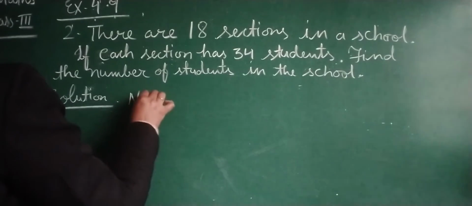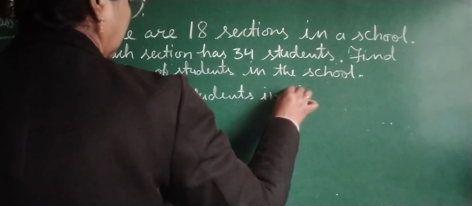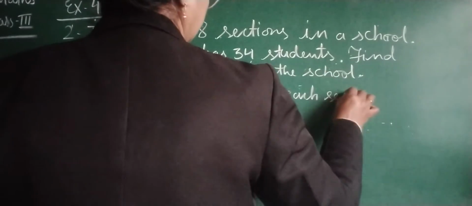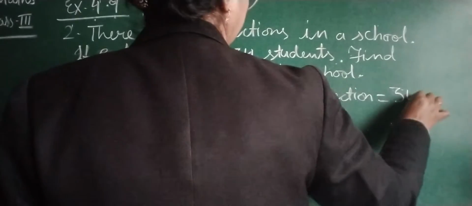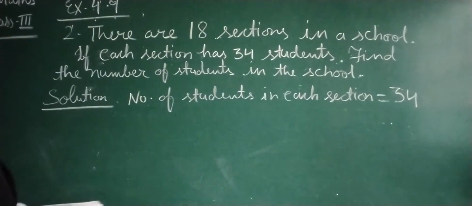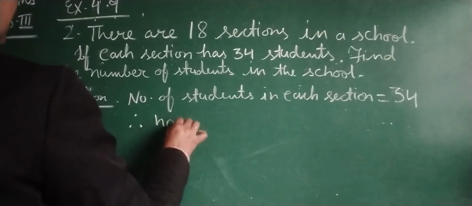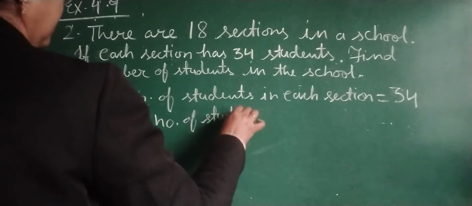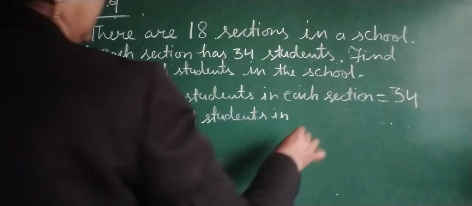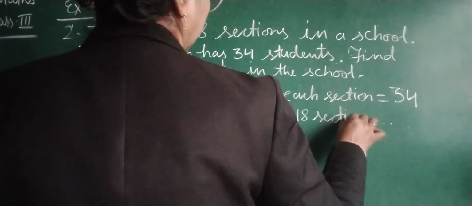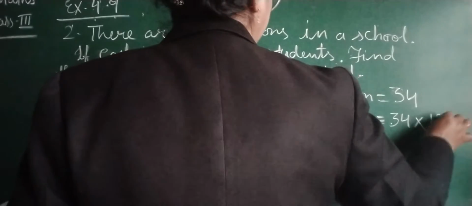Number of students in each section equal to 34. Okay, number of students in each section equal to 34. Therefore, number of students in 18 sections equal to 34 multiply 18.